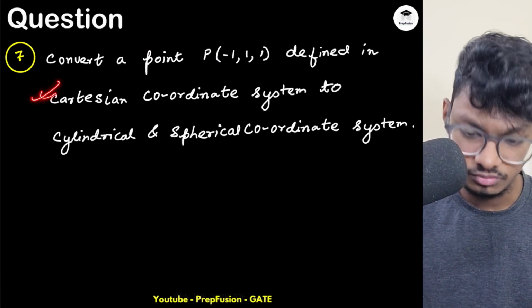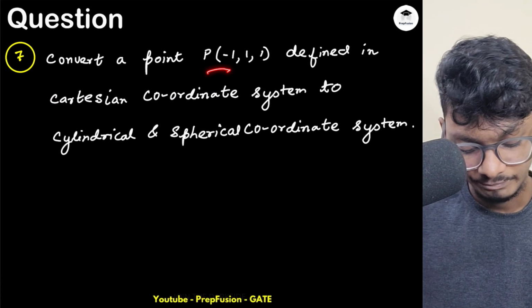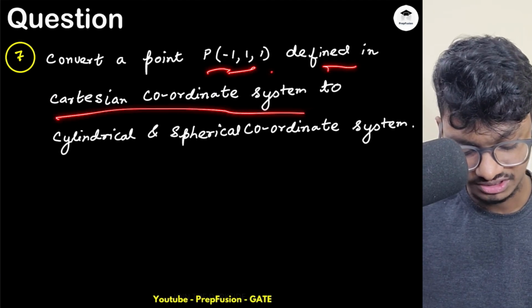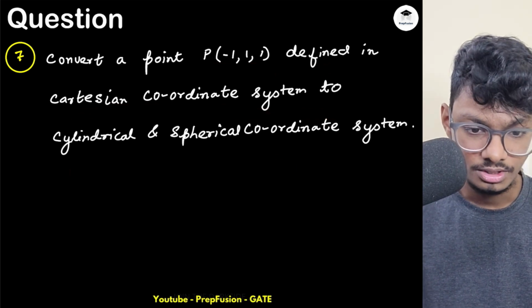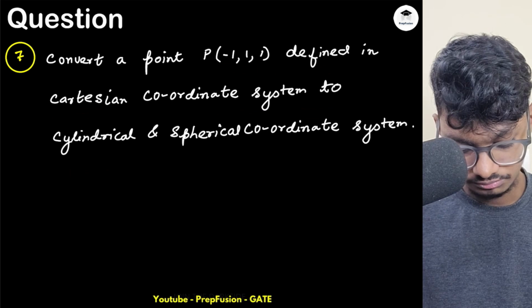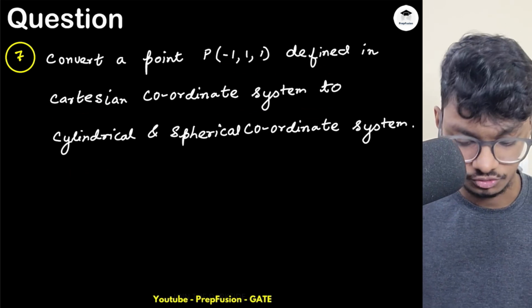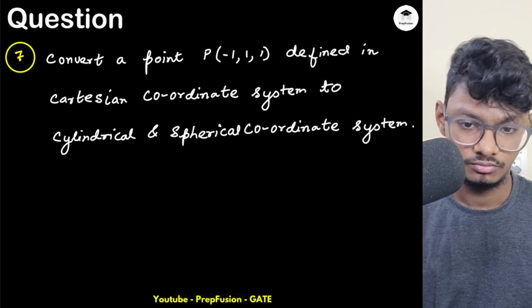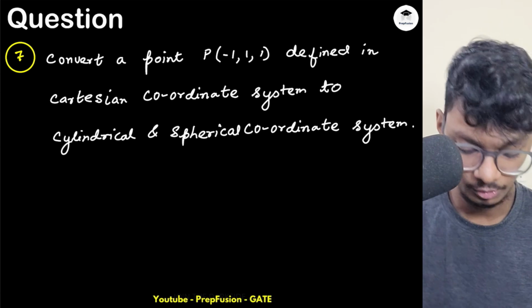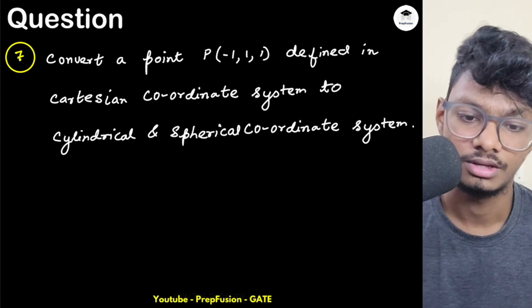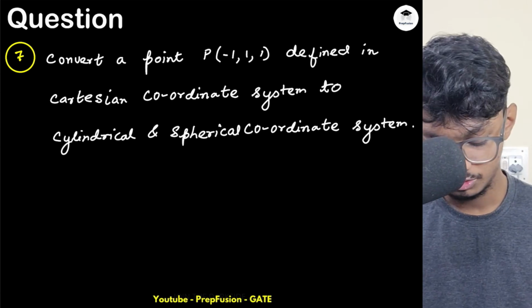So that's how we get the answer. Now can you do this? Convert a point P equals minus 1, 1 defined in the Cartesian coordinate system to cylindrical and spherical coordinate systems. Here there is a trick that I will show you. Simply use simple brains. Where is the point located? The point is in the Cartesian coordinate system. So how will you do it in cylindrical?